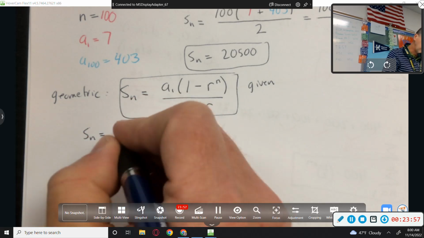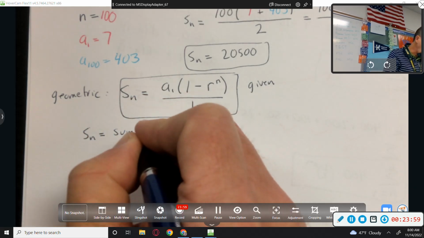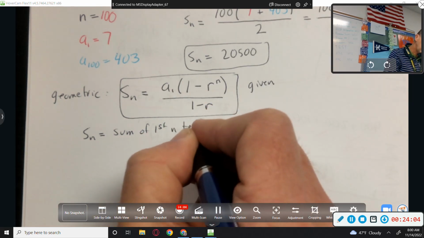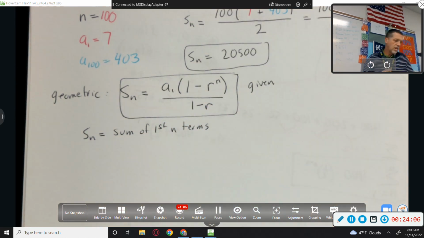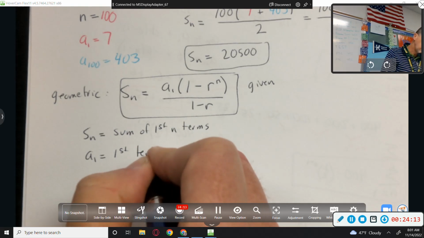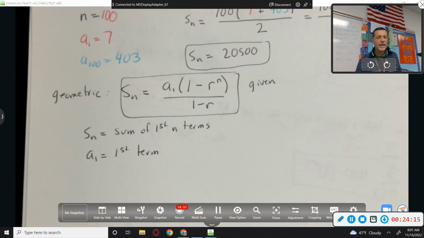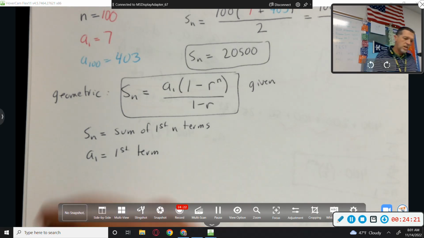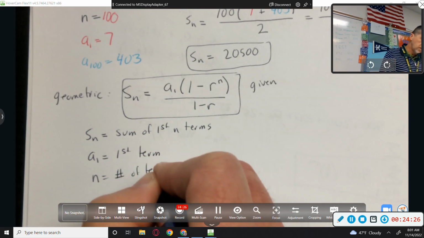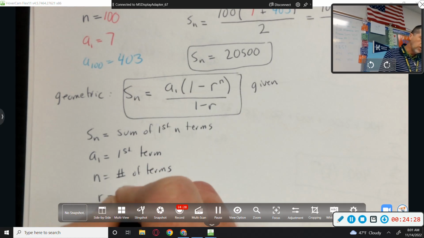All right, S sub n. So some of these are the same thing. S sub n is the sum of the first n terms. A1 is the first term. Again, it doesn't necessarily mean you plug in 1. It means you plug in whatever the first term is. N is the number of terms. And R, you already know that's the ratio.